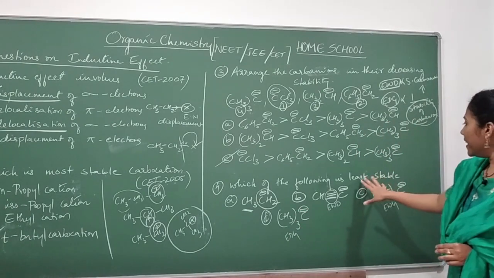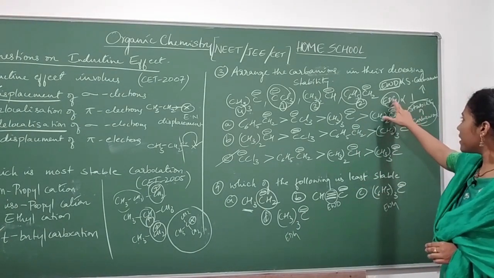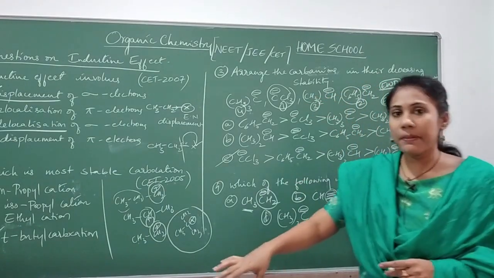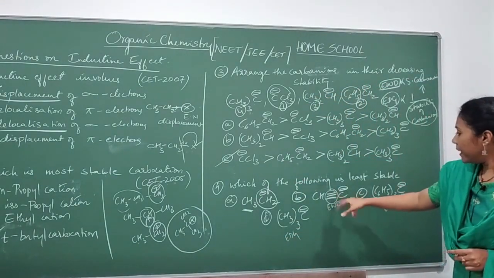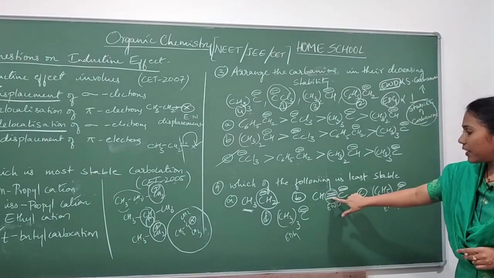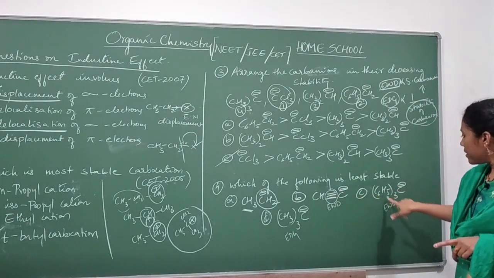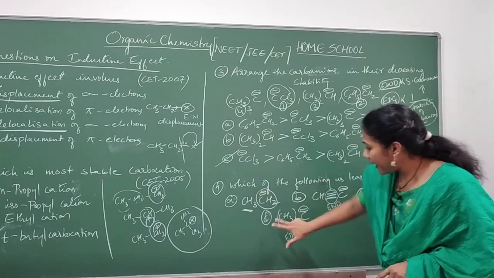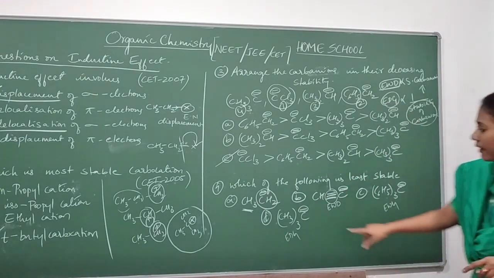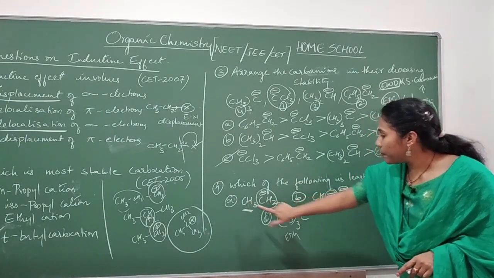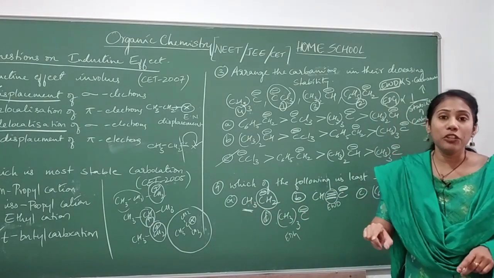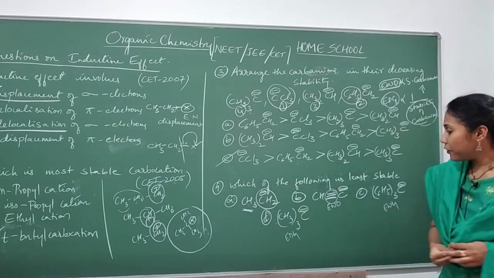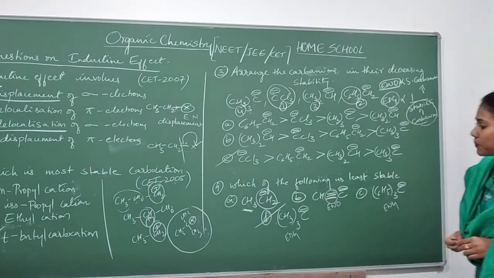Least stable is what they asked, so we have to search for electron donating groups. More the number of electron donating groups, lesser will be the stability. This you can eliminate from the options because of electron withdrawing nature, more stability. This is also electron withdrawing nature, more stability. Now select among option A and option D. Here 1 electron donating group is there, but here 3 electron donating groups are there. More the electron donating groups, lesser is the stability. So definitely your answer is option D.